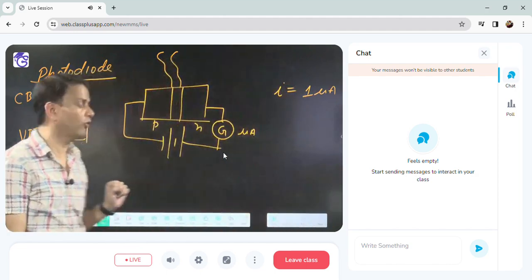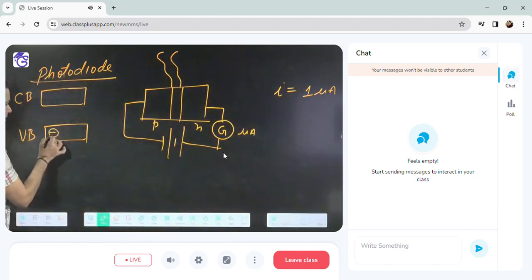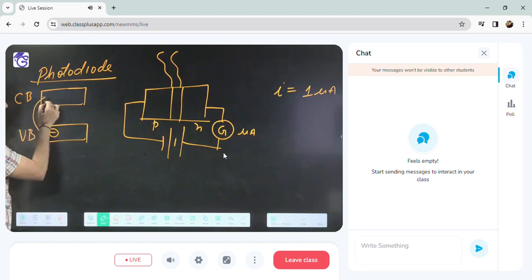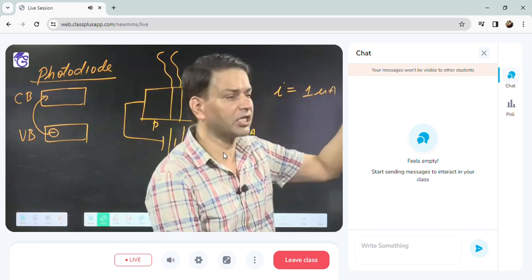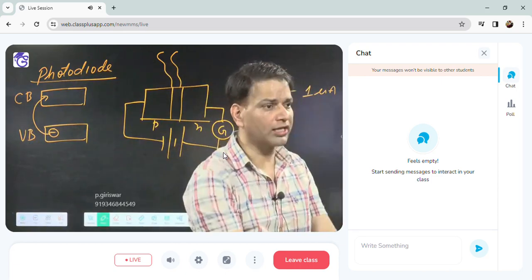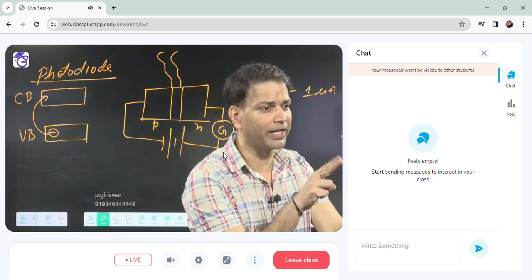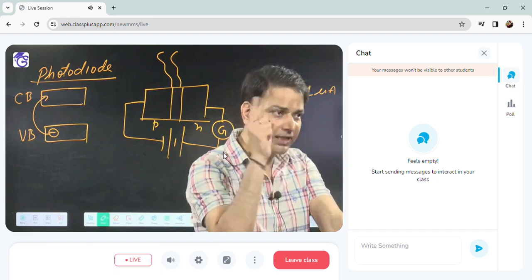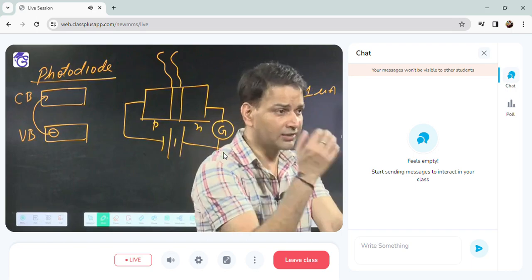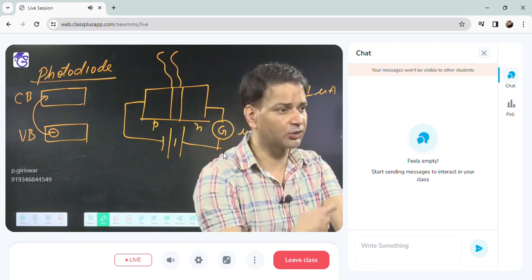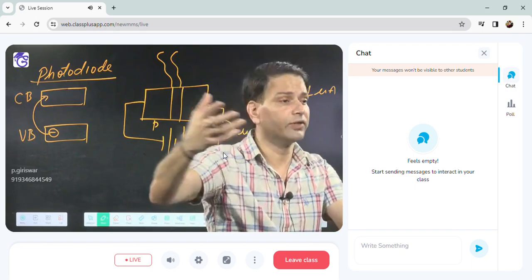If the energy of the photon is greater than the energy gap, the electron will absorb the photon and go to the conduction band. When the electron goes to the conduction band, one electron and hole pair is created. So when the energy of the photon is greater than the energy gap, the photon will get absorbed by the valence electron. That valence electron will jump, as we have learned in the atom.